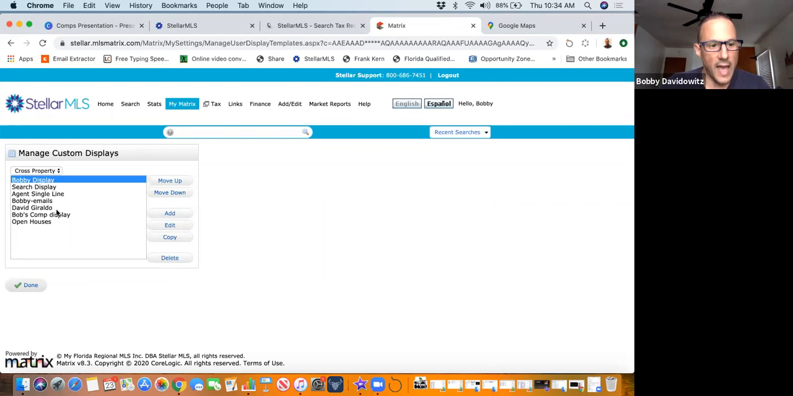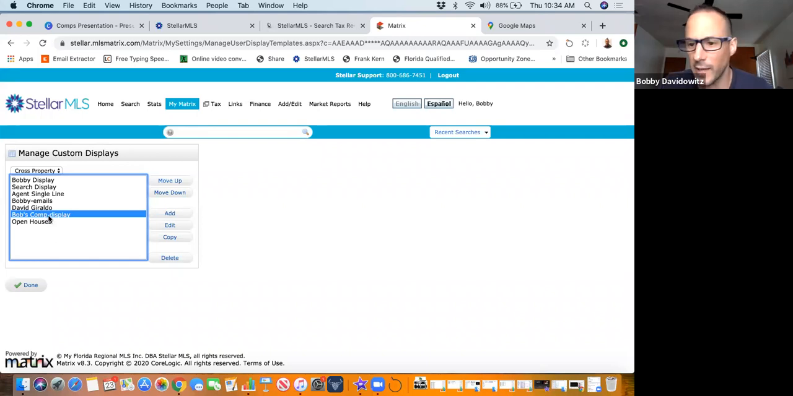So you can see that I've created different displays. This is the one that I use for myself, which is Bob's. I call it Bob's Comp Display. This shows me the things that I want to see when I look at a comp. Because once again, as you know, when you look at that single line display, you've got all these columns of information, but it's a pain in the butt to have to scroll to the right to see all the information you want. I want all the information I want to see first.